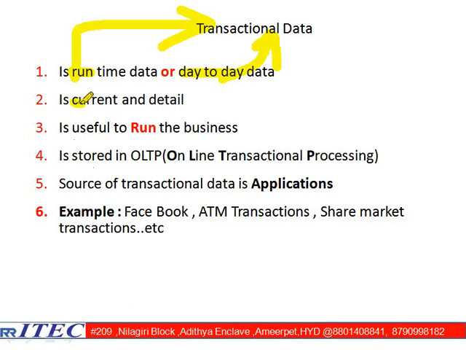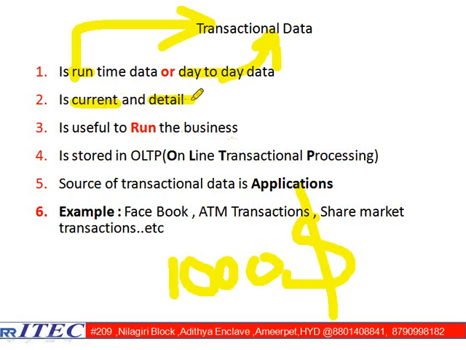And this data is current in nature. Suppose you went to the ATM and you are trying to withdraw some amount. Let us say in our bank you have $1,000 available. You try to withdraw $100. Immediately that second, the available balance becomes $900 from $1,000, right, sir? Yes. That is the reason it is called current.